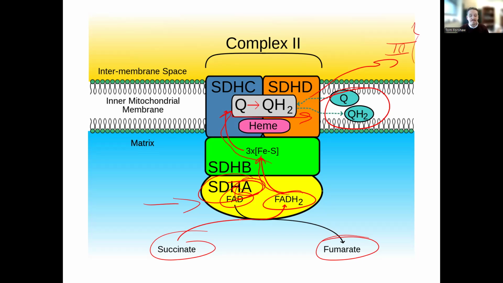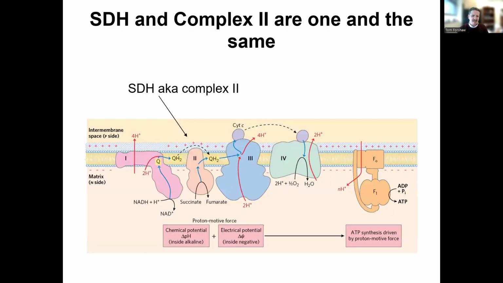But the main thing is that complex 2 of the electron transport chain is a multi-protein complex, and one of those proteins is the catalytic center of succinate dehydrogenase that catalyzes the oxidation of succinate to fumarate, and it just passes the electrons along through the complex.